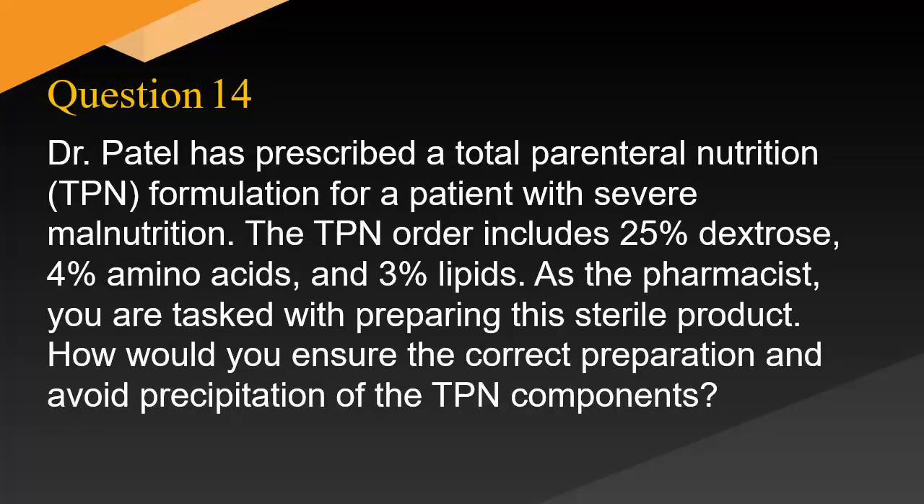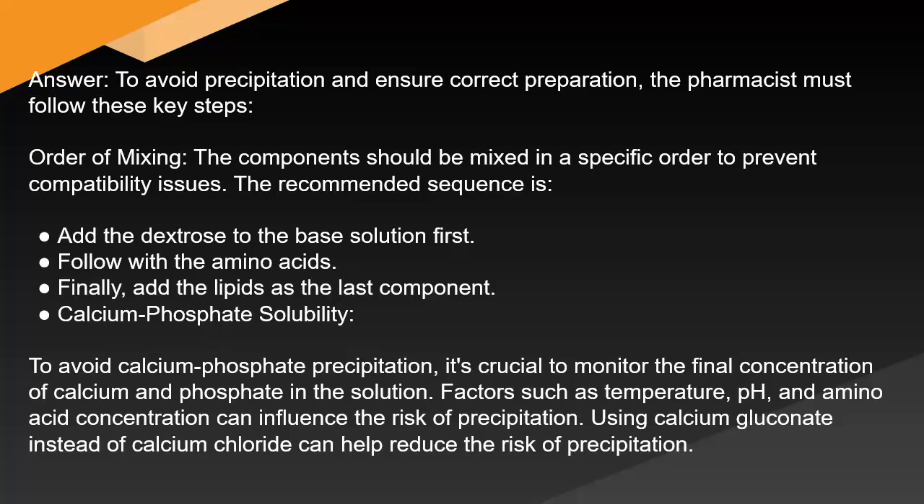Dr. Patel has prescribed a total parenteral nutrition (TPN) formulation for a patient with severe malnutrition. The TPN order includes 25% dextrose, 4% amino acids, and 3% lipids. As the pharmacist, you are tasked with preparing this sterile product. How would you ensure the correct preparation and avoid precipitation of the TPN components? Answer: To avoid precipitation and ensure correct preparation, the pharmacist must follow these key steps.